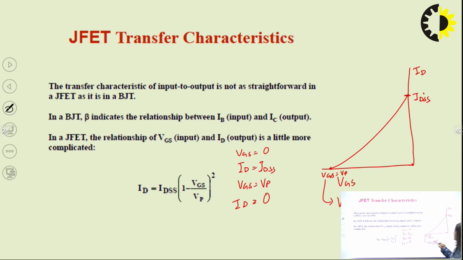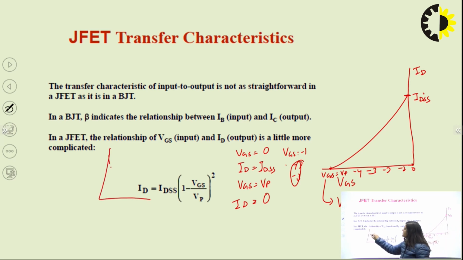If VGS off is given in numerical, then VGS off means it is the VP, and here we put the value of VGS at -1, -2, -3. That's why this graph is plotted with the negative values of VGS. And in case of the P channel, positive VGS is there, so the graph orientation will be like this, with the positive value of VGS.